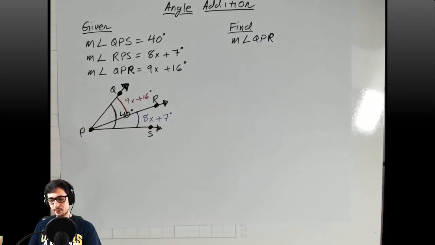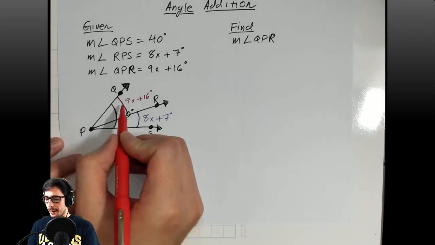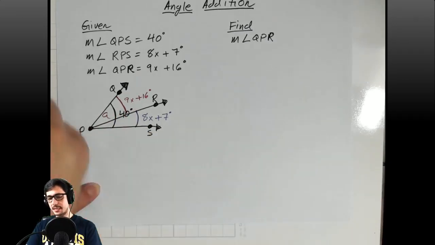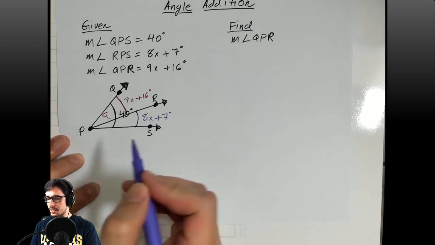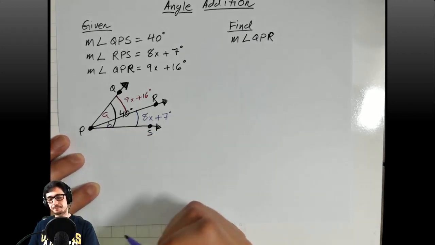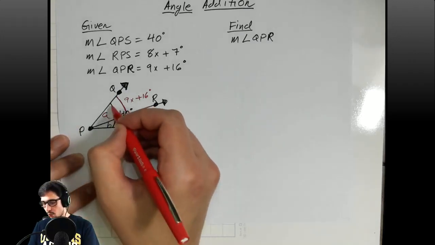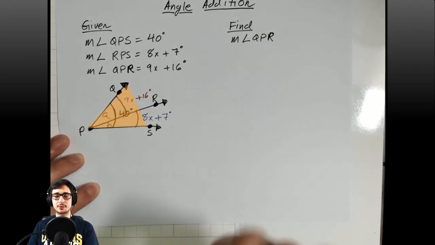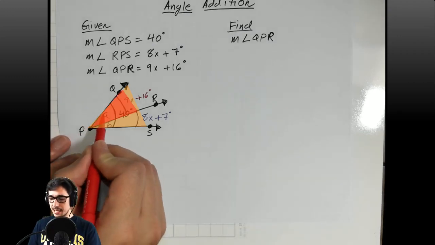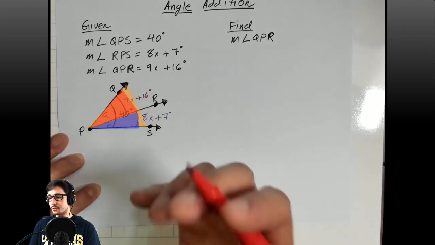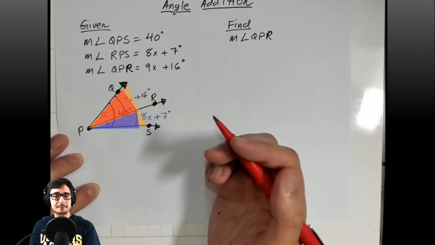Okay, so it looks like a bunch of numbers and letters. So let's break it down into something simple here. I'm just going to call this angle A. This purple one here, we're just going to call angle B. And conceptually, I know that this whole angle equals 40 degrees, and I know that A and B combined have to sum up to 40 degrees.